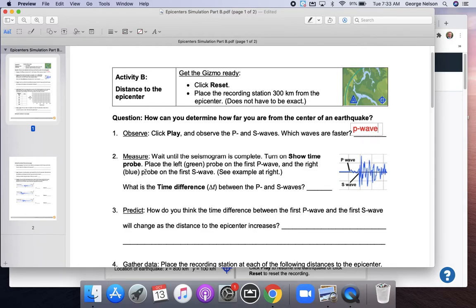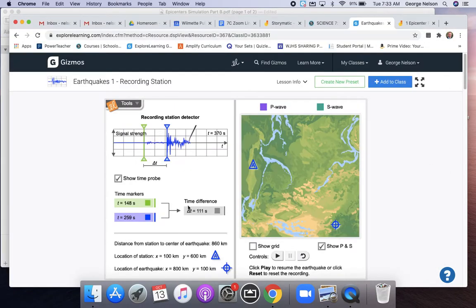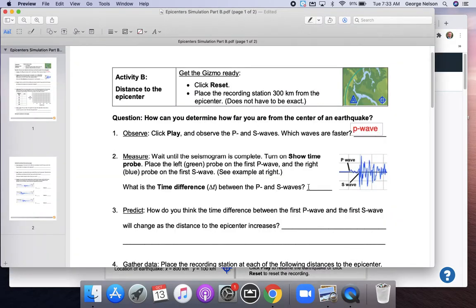Turn on the show time probe. Use the left green probe to when the P wave hits, and the right, blue one for when the S wave hits. As seen here, P wave hits here, you're going to slide it there. S wave is when the first major jolt is there. What is the time difference? So I'm looking at that as 111 seconds.